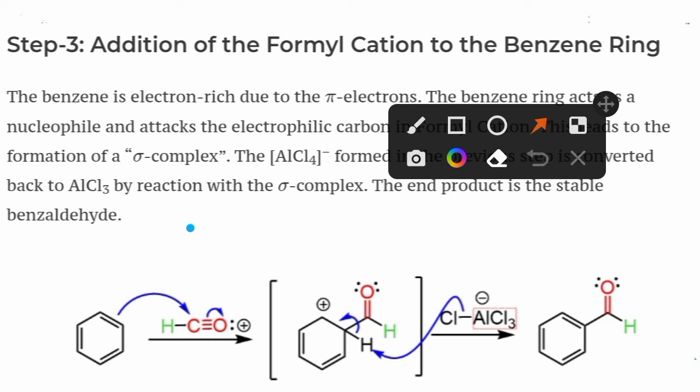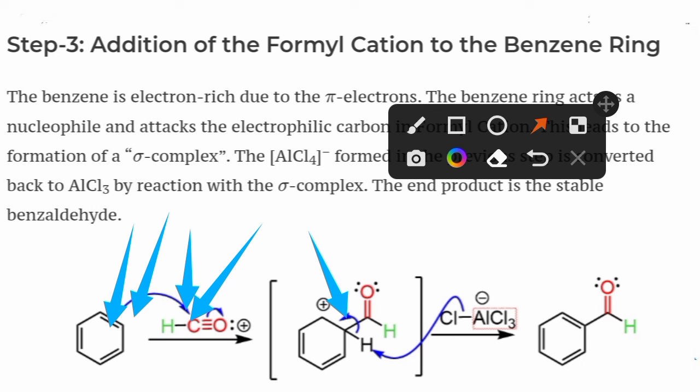During this step, you can see this is the carbon atom of the formyl cation. It acts as an electrophile. This double bond gets converted into a single bond. 2 pi electrons get free. With the help of these electrons, this carbon gets attached to this carbon, and there is formation of a carbon-carbon bond in such a way that the formyl group gets attached here to the carbon of the aromatic ring with the help of pi electrons.